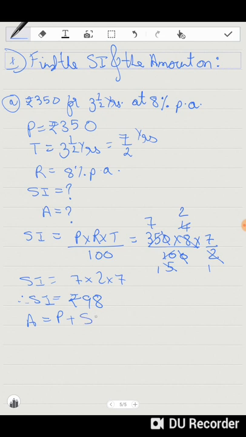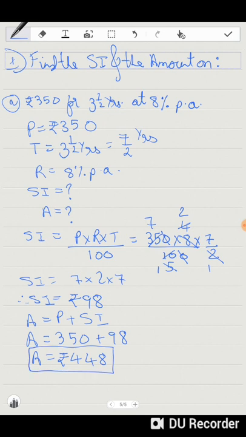Amount is principal plus simple interest, we add, not subtract. So amount will be 350 plus 98, and hence amount will be rupees 440.